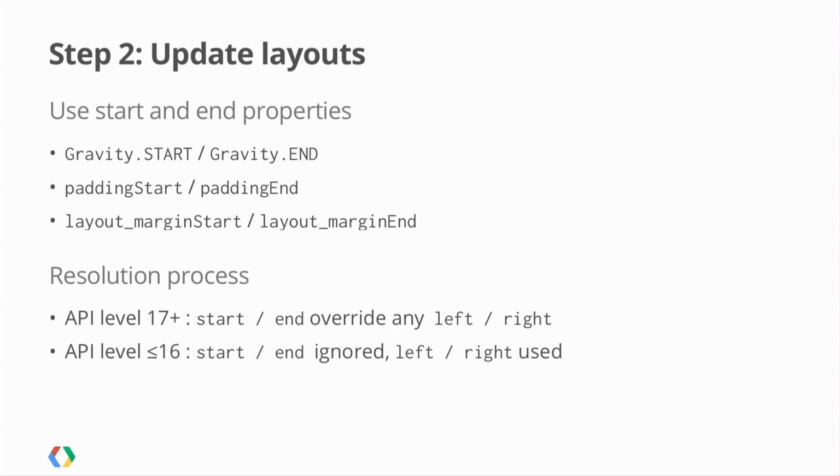If you're in a left to right direction, start end means left right. And if you are in a right to left direction, start end means right left. This resolution process is done automatically and is twofold. On API level 17 and plus, so Jelly Bean MR1 and plus, start end are resolved and override any value you may have defined for left right. If you're on API level 17 and below, start end are just ignored, and everything works as before: left right are used.